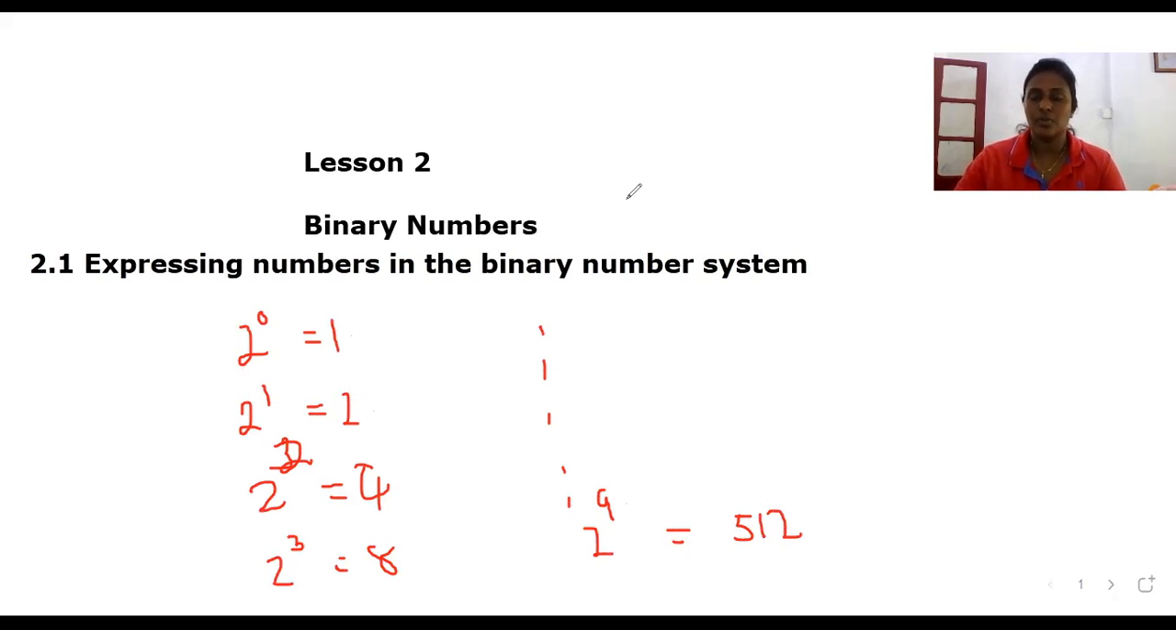I hope you all know how to get this value. 2 to the power 3 means 2 times 2 times 2. 2 to the power 4 means 2 times 2 times 2 times 2. We have to multiply 2 by 4 times. If you are given 2 to the power 4, don't multiply 2 times 4. It's wrong. 2 times 2 times 2 times 2. Like this way multiply. If it is 2 to the power 5, 2 times 2 times 2 times 2 times 2. Like that, you have to multiply 2 by 5 times.